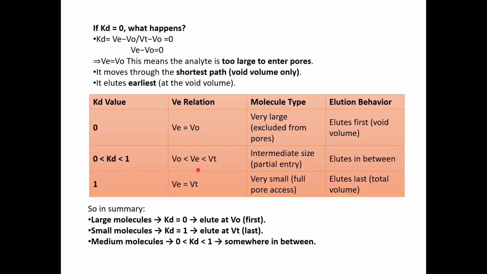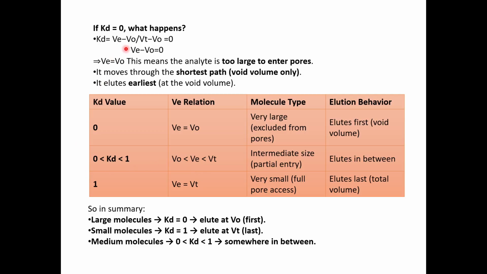Then if KD is equal to 0, what happens? If KD is equal to 0, that means the difference between your elution volume and void volume, divided by the total volume minus void volume, is basically 0.